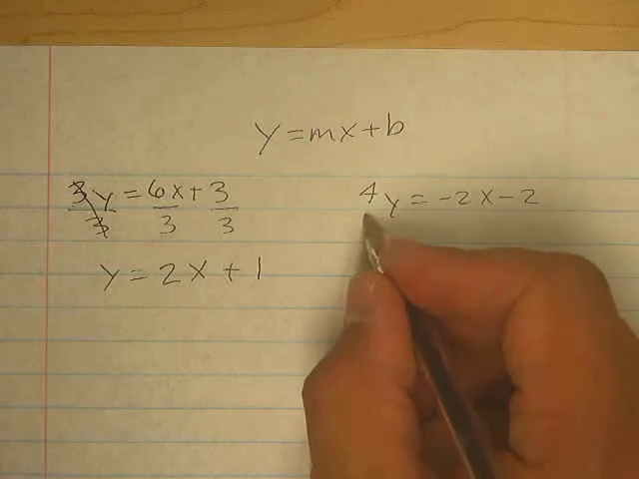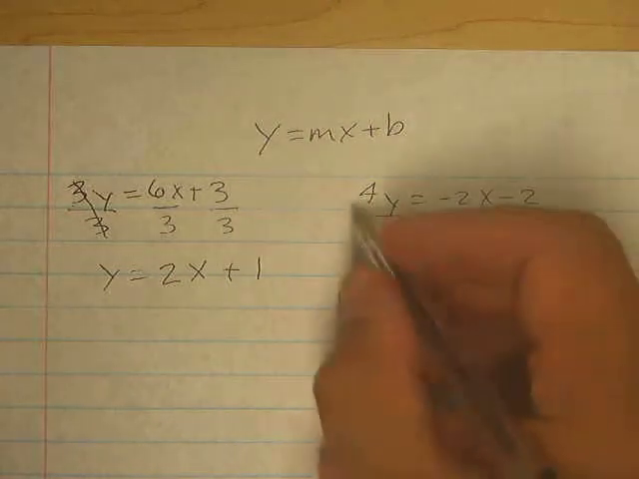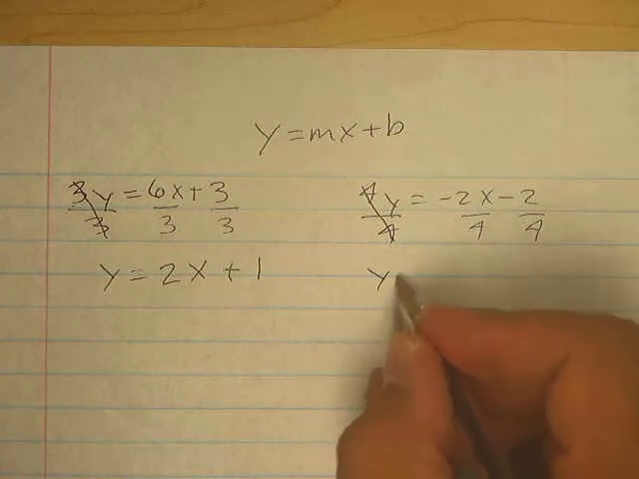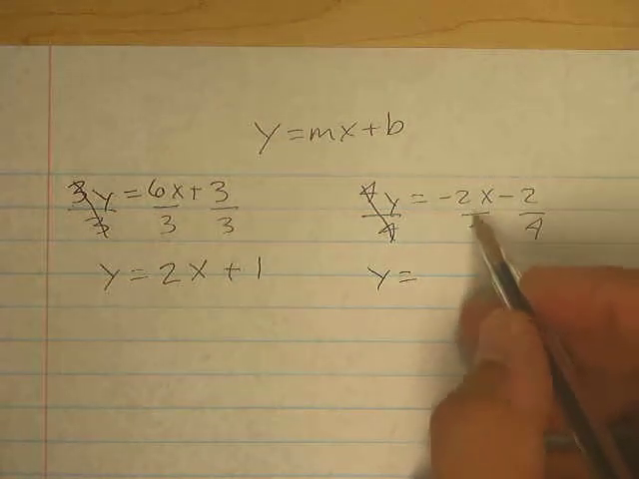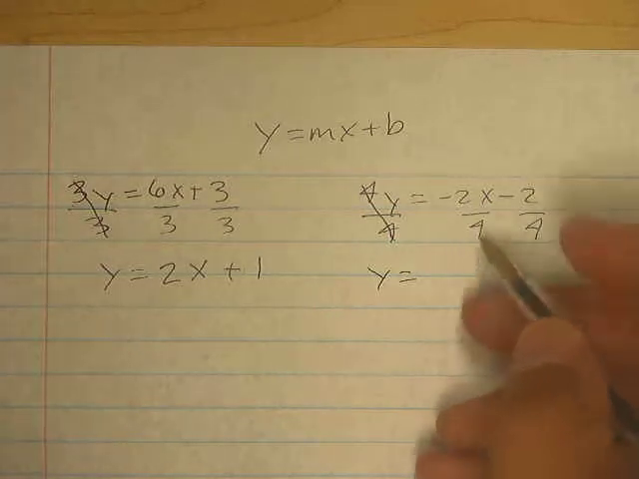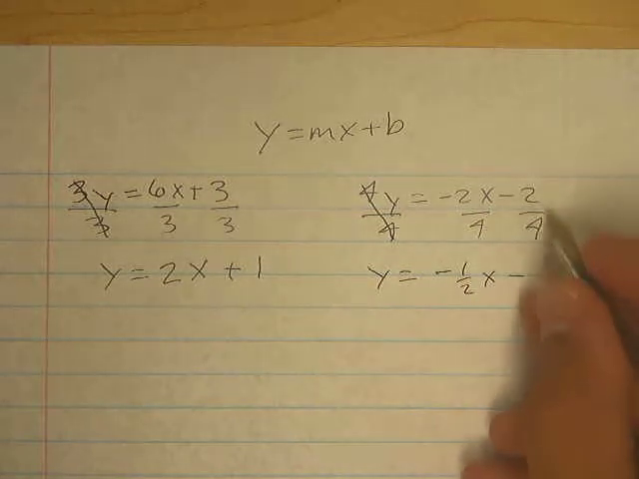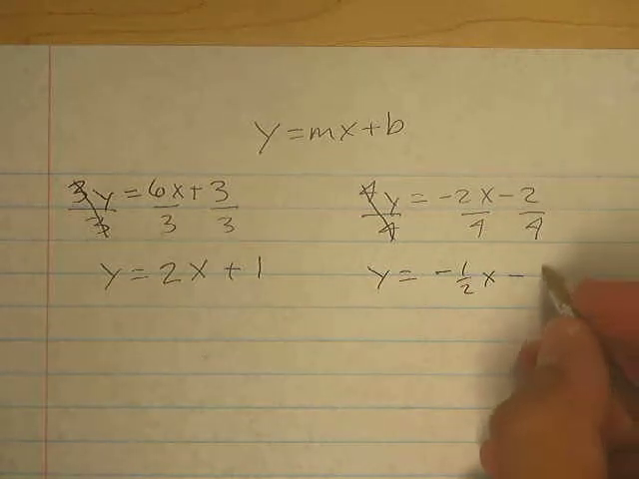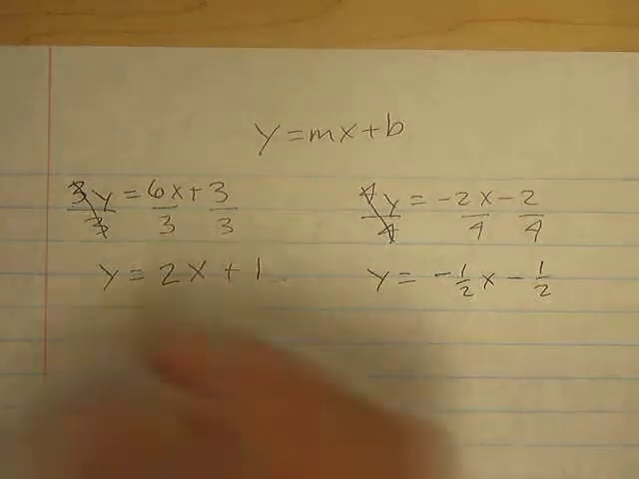Now if I go down here, I have 4y, so I need to divide by 4. The 4's cancel out. I have y is equal to negative 2/4. I can reduce that fraction. 2/4 is the same as 1/2. So it becomes negative 1/2 x minus 2 divided by 4, which is 1/2.